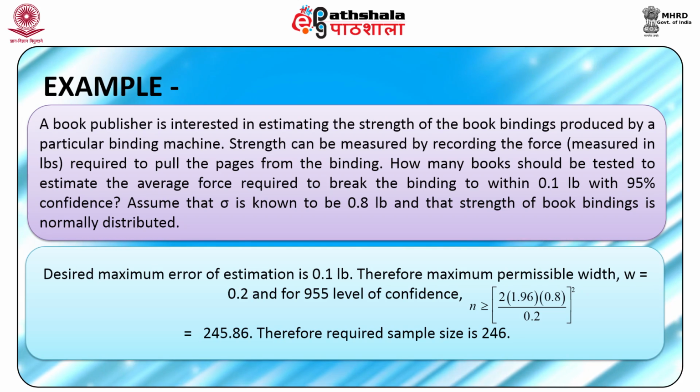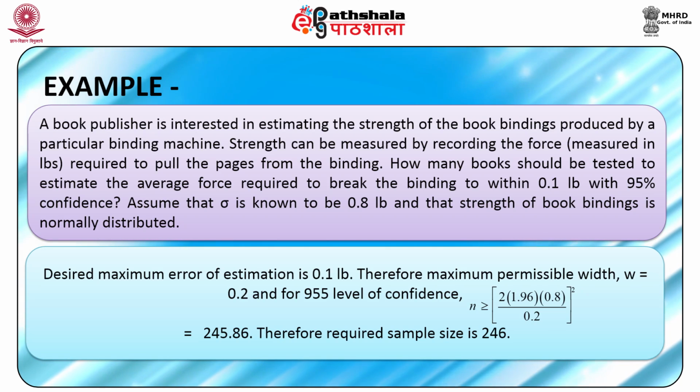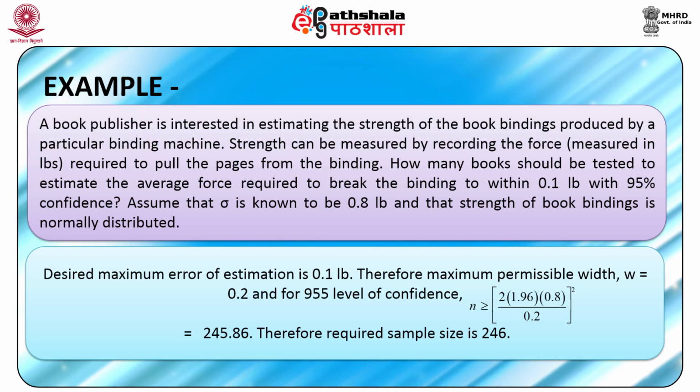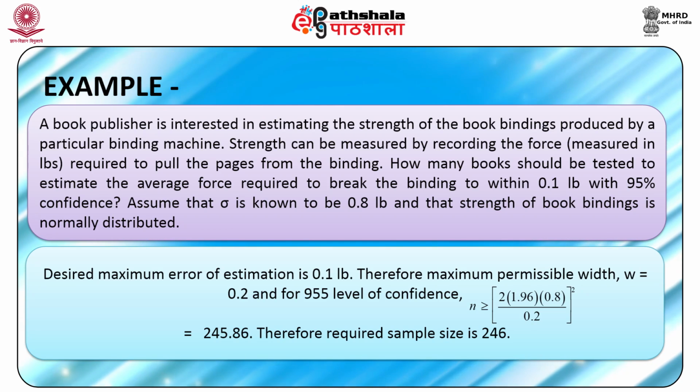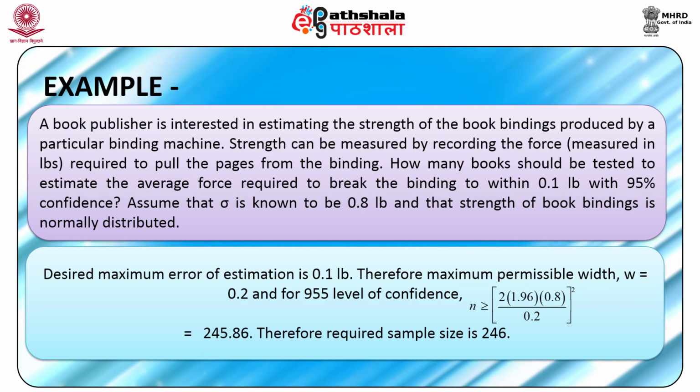Now, assume that sigma is known to be 0.8 pound and that the strength of the book bindings is normally distributed. What is the solution to this? The desired maximum error of estimation is 0.1 pound. Therefore, the maximum permissible width, which is W, is equal to 0.2, which, I am sure you would recollect, is twice the error of estimation.